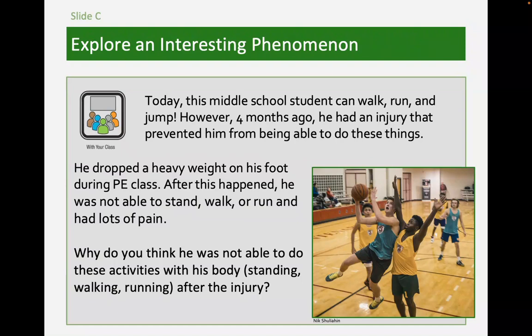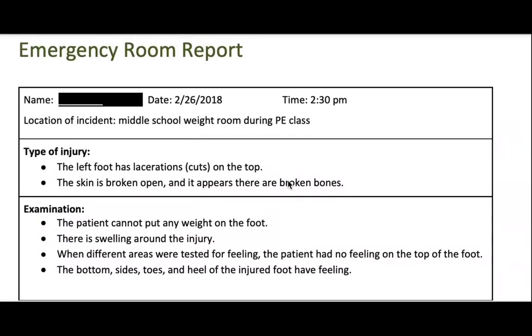We are now going to switch out a little bit. We're going to take a look at this person's emergency room report, and we're going to see what happened to this person. Okay, so here's the emergency room report. We see that the injury happened on 2/26/18. The incident was he dropped a weight, or something happened in a weight room. Type of injury, he has lacerations or cuts on the top of his foot. The skin is broken open.